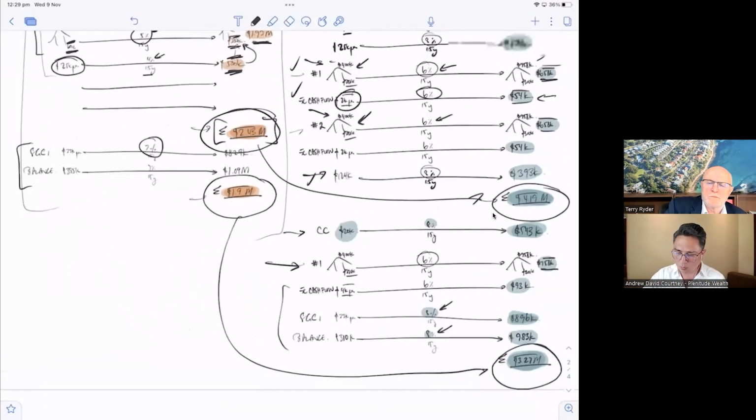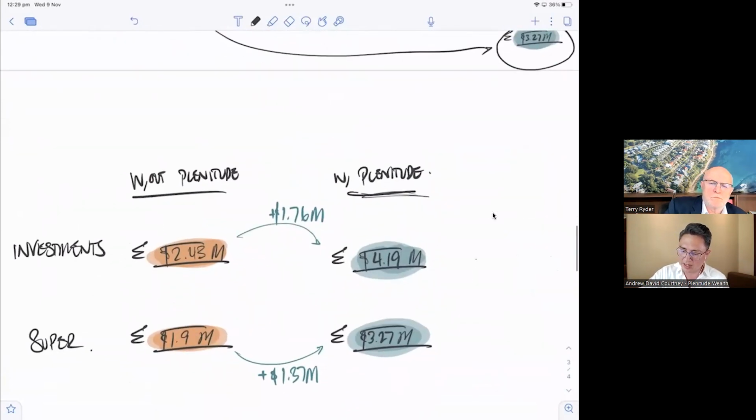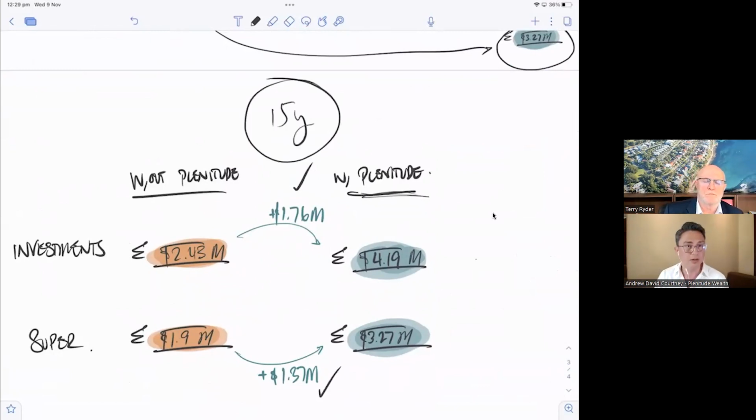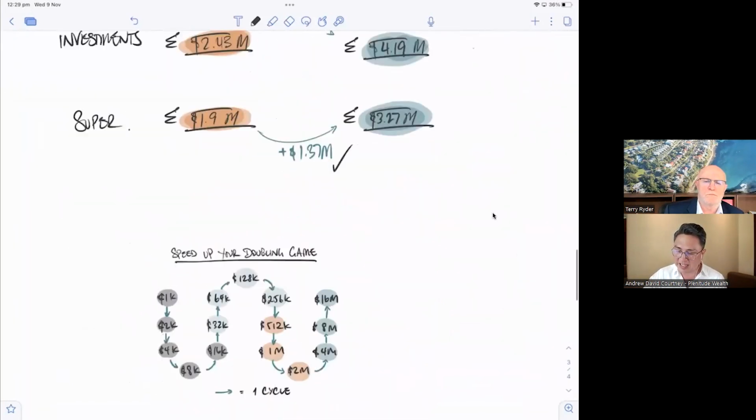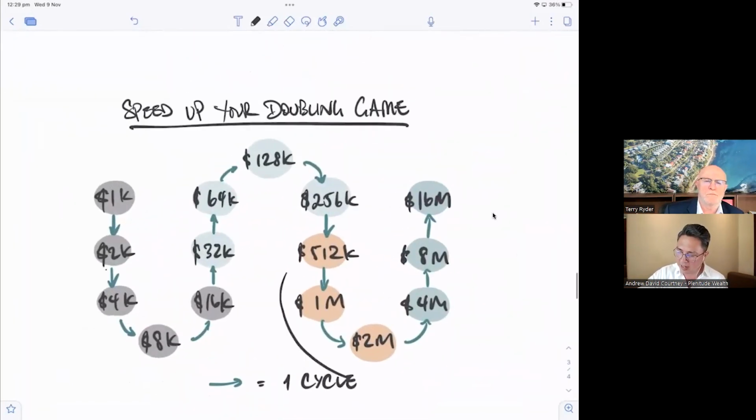So essentially, what we've done is we've added an extra 1.76 mil by adding 2 properties in the portfolio and getting a diversified investment portfolio for them, along with the superannuation an extra 1.37 over a 15-year period. So what happens is it speeds up the doubling game tremendously, so that they build massive momentum, and it's a machine that never, ever stops.